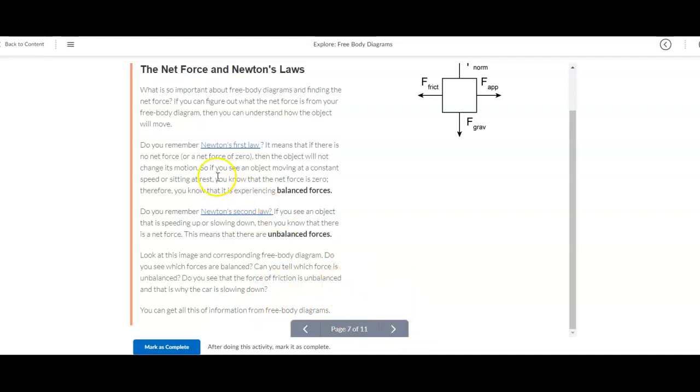So the answer you can figure out for number 3, why is it important? Because from there, if you know the net force, you can understand how the object's going to move. So that's the answer to guiding question 3.